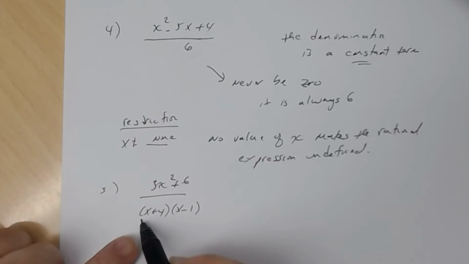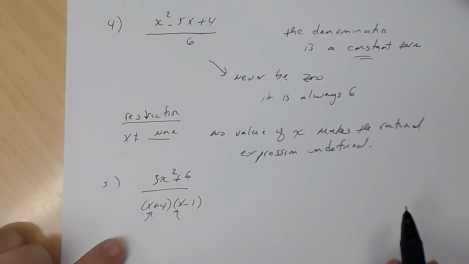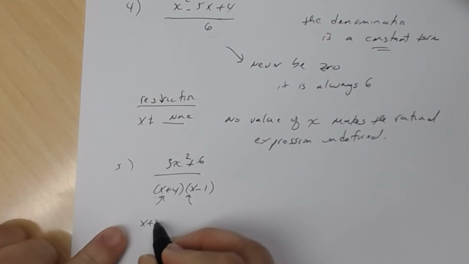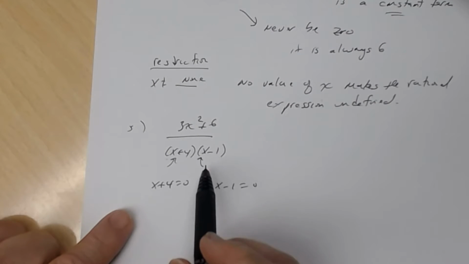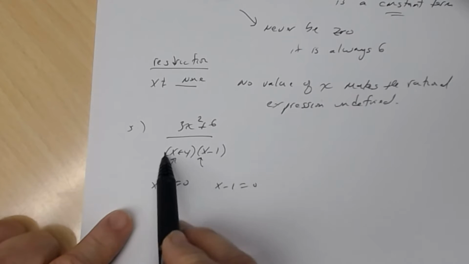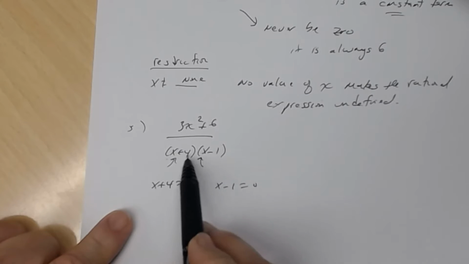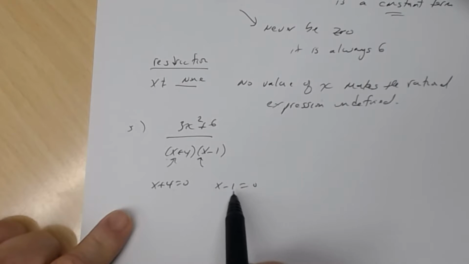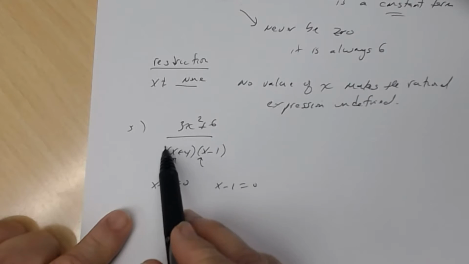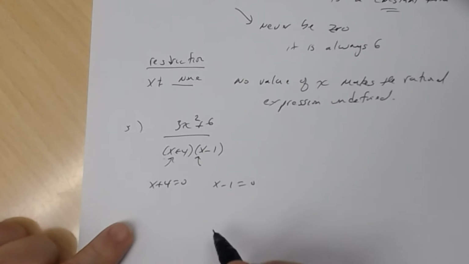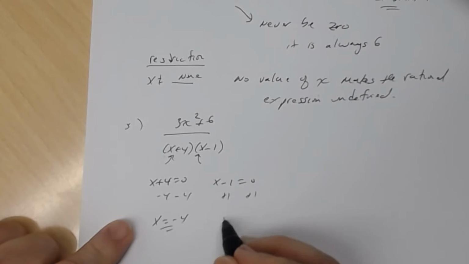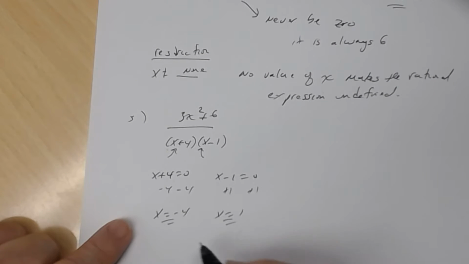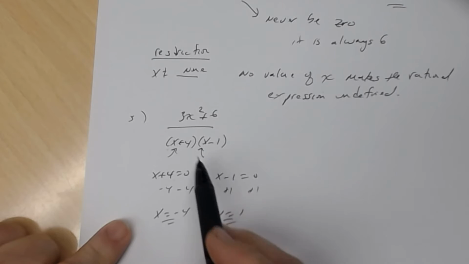So if I set each one equal to 0, I get x plus 4 equals 0 and x minus 1 equals 0. Notice I went from this denominator that's in factored form to 2 linear equations. So there are 2 different values of x that will make this denominator 0. When I subtract 4 from both sides, I get x to be negative 4. And here when I add 1 to both sides, I get x to be 1. So these 2 values of x make my denominator 0.